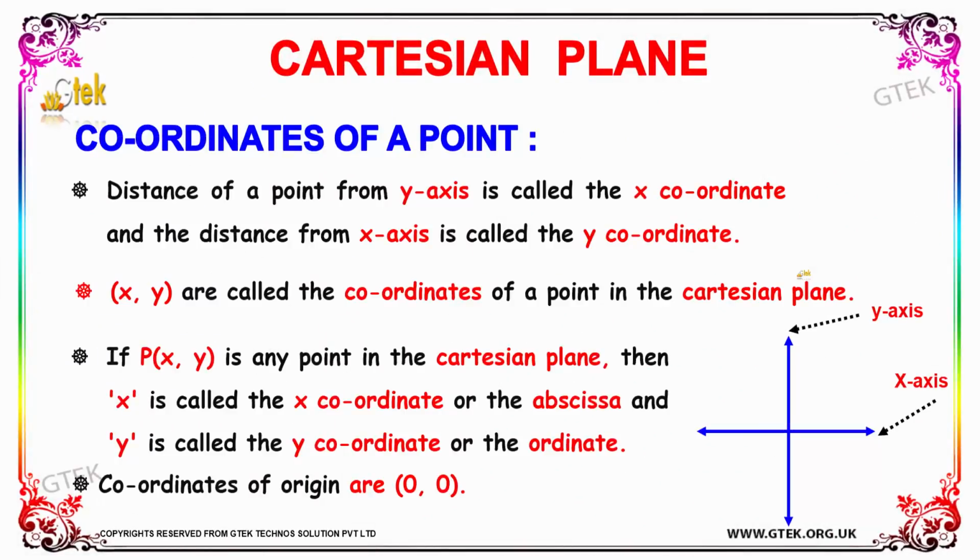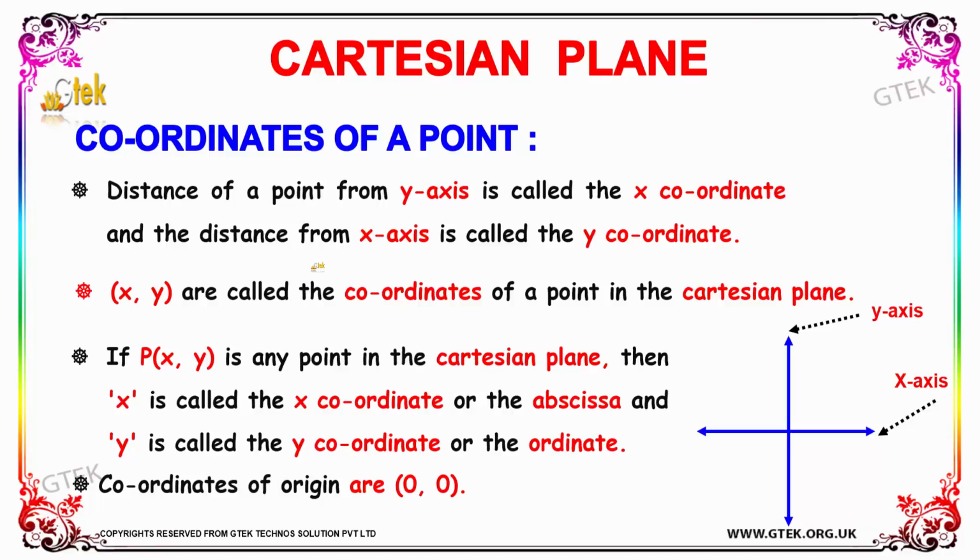Now let's go with the coordinates of a point. By the short and crisp definition, the distance of a point from the y-axis is called the x-coordinate, and the distance of the point from the x-axis is called the y-coordinate. X comma y are called the coordinates of a point in the Cartesian plane.